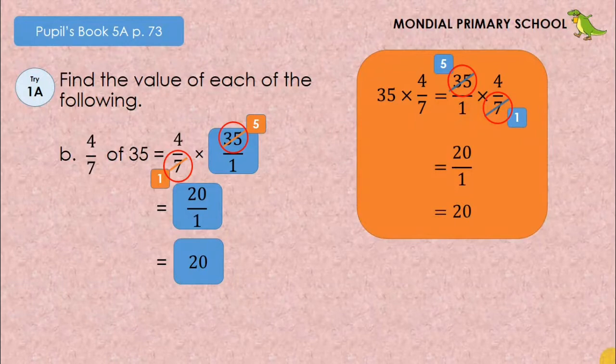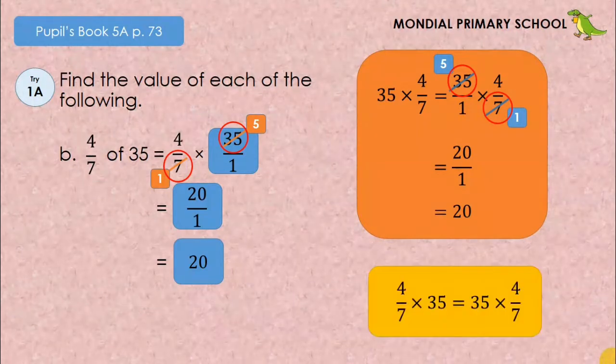So, is 4 out of 7 times 35 the same as 35 times 4 out of 7? Exactly. Commutative property of multiplication applies to the multiplication of both whole numbers and fractions. Do you understand so far?